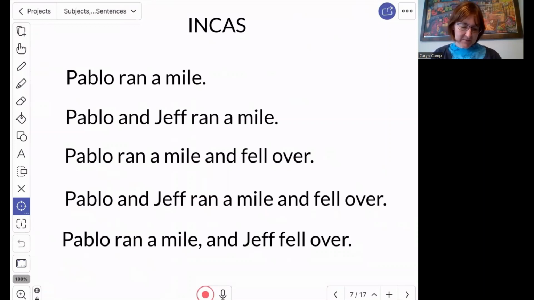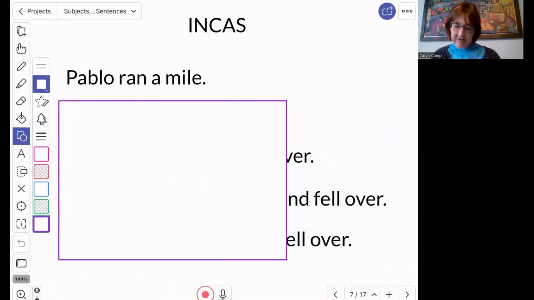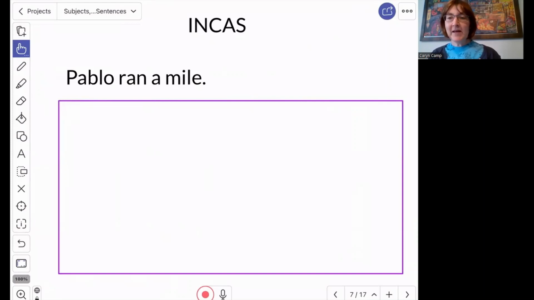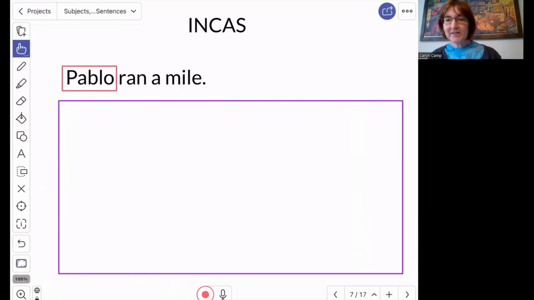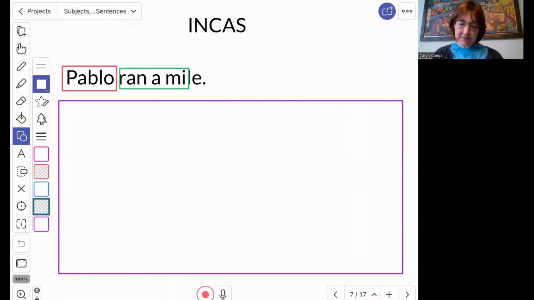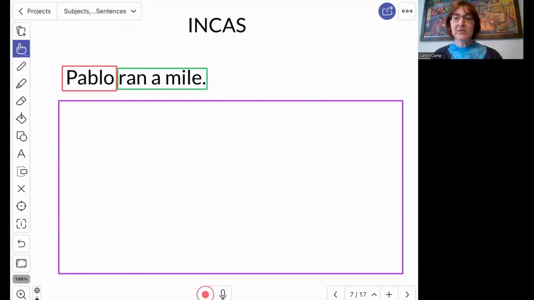So let's look at the first one, and let's get rid of some of our stuff here. All right, so Pablo ran a mile. So our question is, who or what is this sentence about? It's about Pablo. He is the only word in the subject, so this is both the complete subject and the simple subject. The rest of the sentence is our complete predicate. So now we have used all the words in the sentence, 2 parts, complete subject, complete predicate. So what did Pablo do? Ran a mile. That's the complete predicate right here.